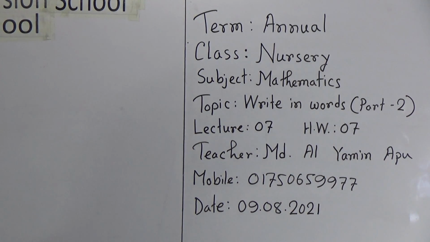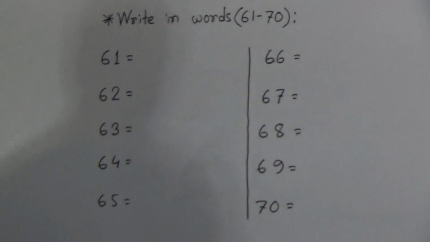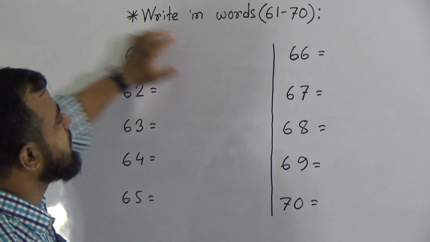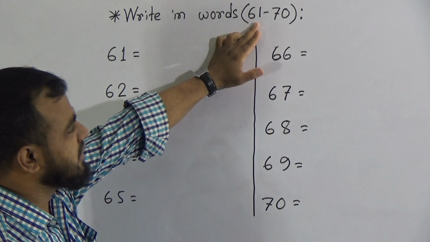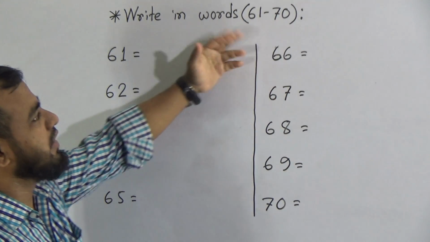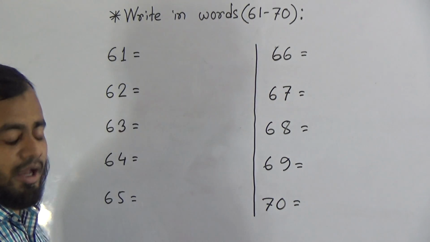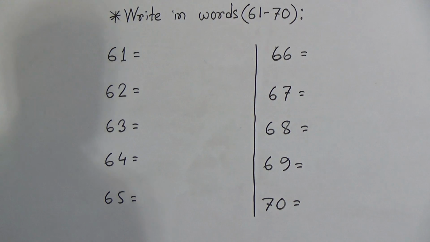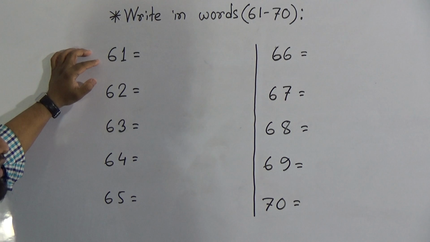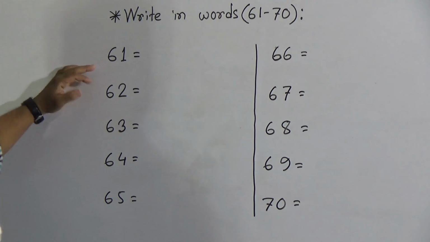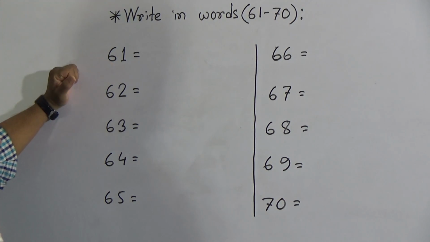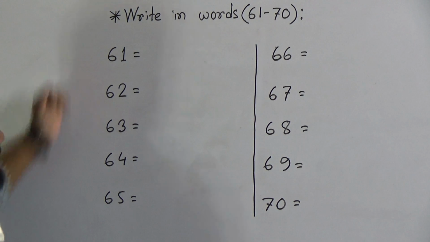Now my dear students, look at the board. Today we will learn write in words from 61 to 70. In the previous class we already learned up to 60. Today the first number is 61. That means we already know the spelling of 60, and we also know the spelling of 1, 2, 3, 4, 5, 6, 7, 8, 9.